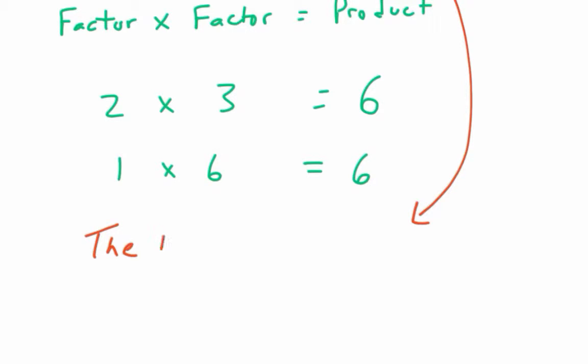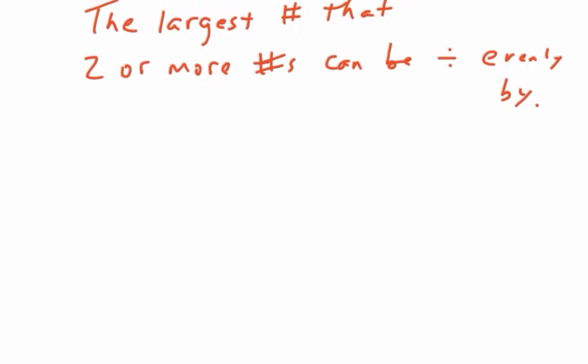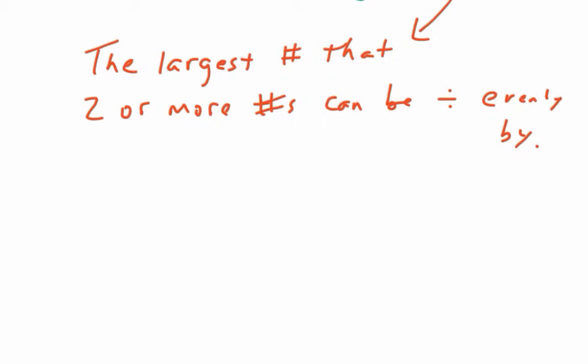So the greatest common factor is the largest number that 2 or more numbers can be divided evenly by. That's really the point of this section: how do we take 2 numbers or 3 numbers and figure out that biggest common factor? What's the biggest number you could divide them both by? There are 2 ways to do it.